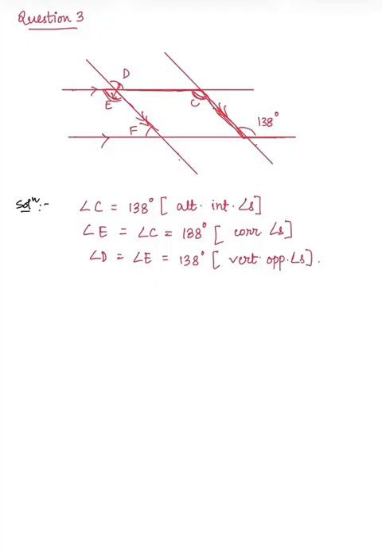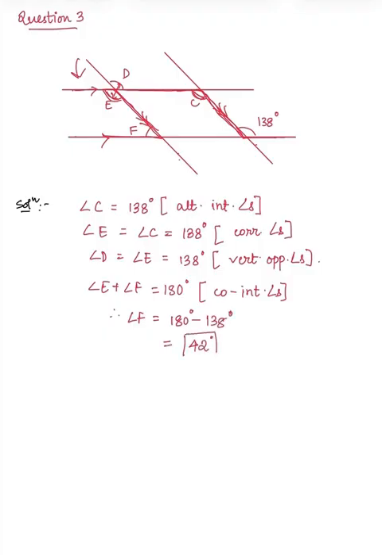Now angle E plus angle F will be equal to 180 degrees. Why? Because they are co-interior angles, right? They lie on the same side of the transversal and so they add up to 180 degrees. So angle F will be 180 degrees minus 138 degrees, which gives us 42 degrees, right? Yes, so this is the solution for these questions.